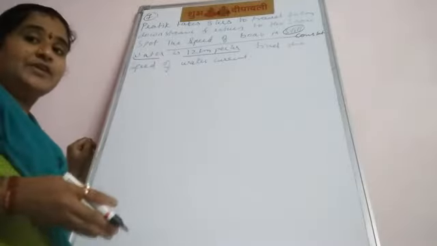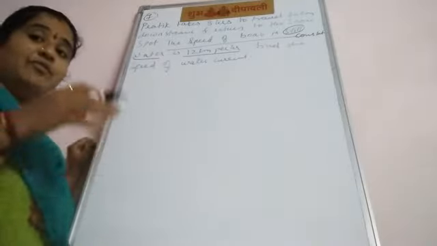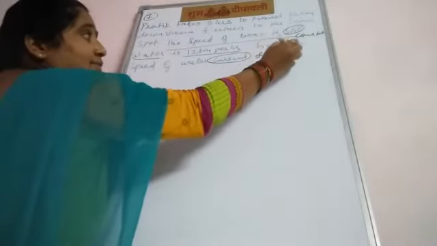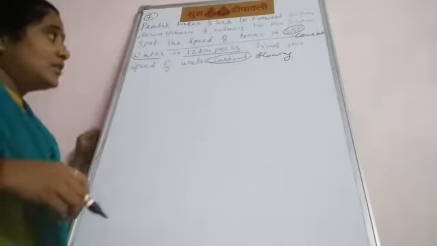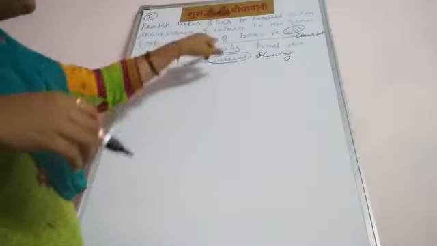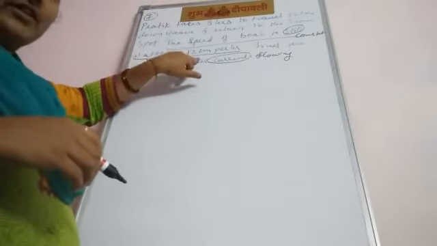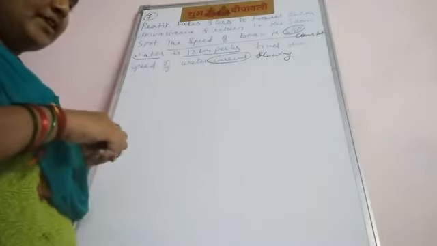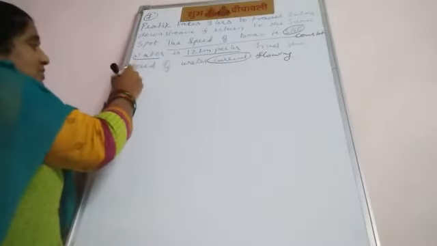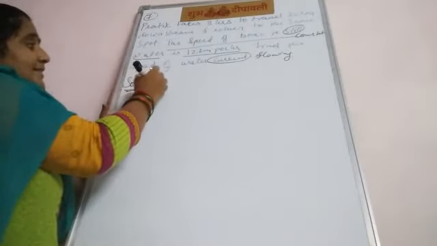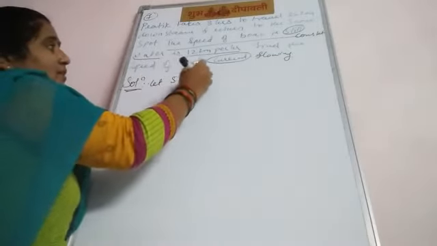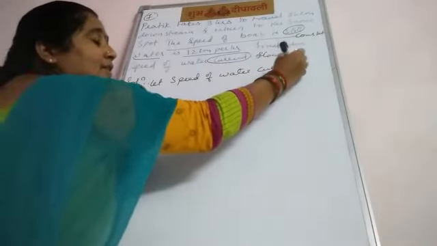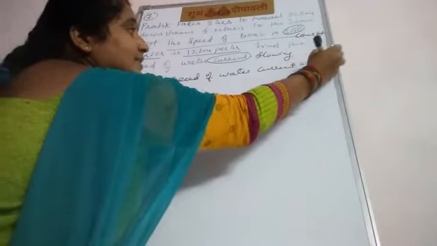Then what to find? To find the speed of the boat's water current. Current means flowing. Water is flowing. Now, he has given the speed of the boat in still water as 12 km per hour. Then what about the speed of the water current? I'll take x kilometers per hour.